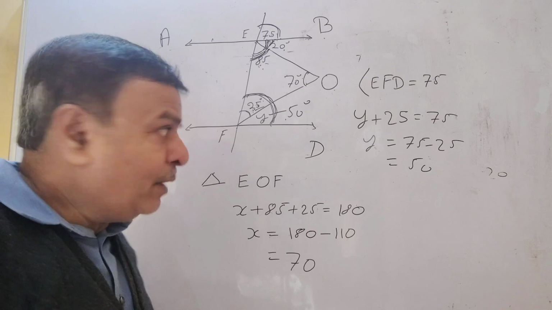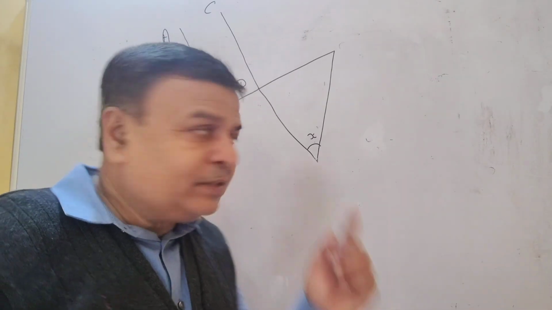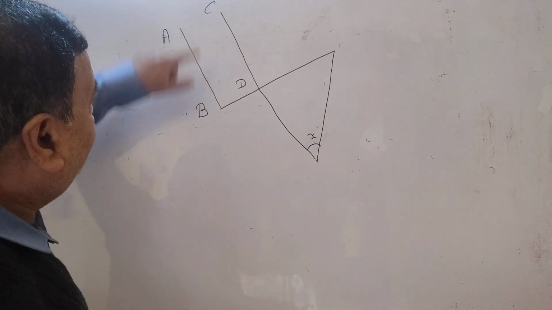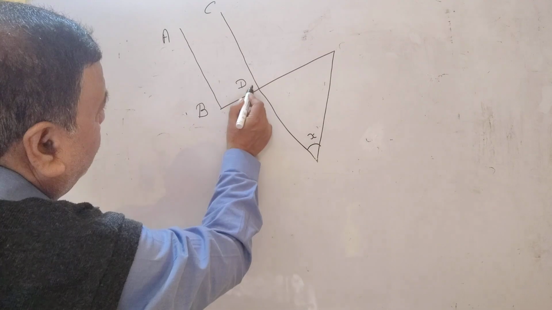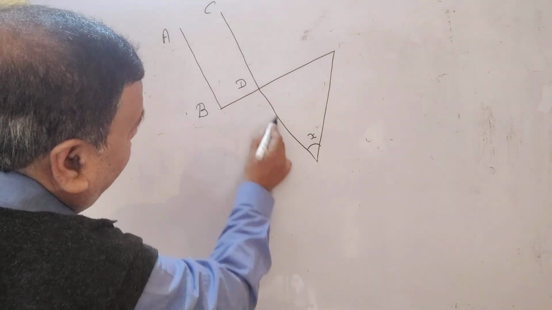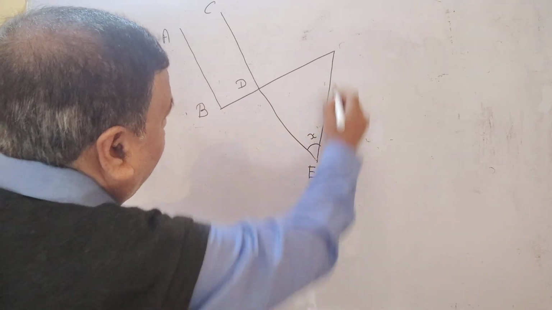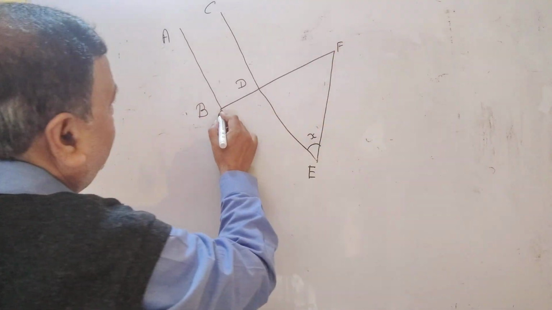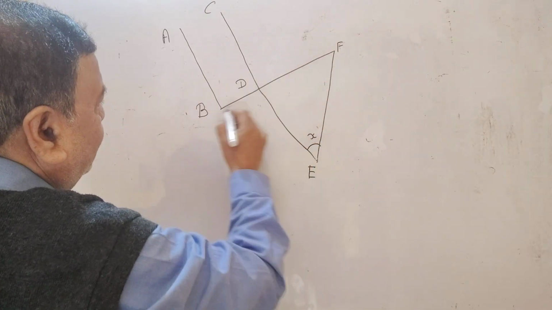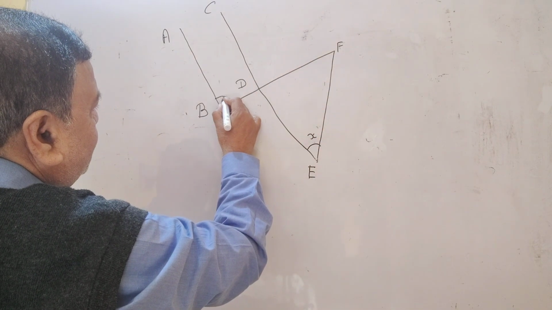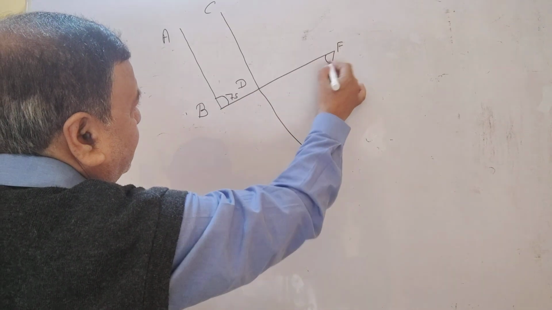Let us go to the next sum. Now this is the next question. AB and CD are parallel, and CD is extended to this point. Suppose this is E and this is F, and BD is extended up to F. Now they make a triangle. This angle is given 75. This angle is given 30.